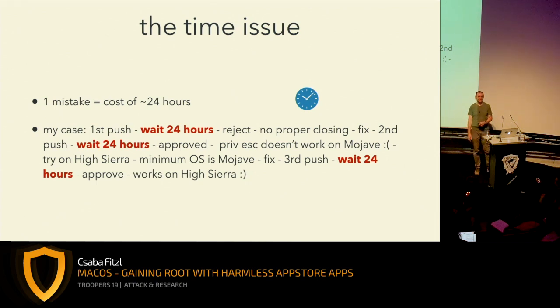It got approved, and then I realized that this privilege escalation issue doesn't work on Mojave. Okay, no problem. I have a High Sierra VM. I will load that app there and run it. Then I tried to install it on High Sierra, and it turned out that I had compiled my application for a minimum requirement of Mojave. So I couldn't try it. Again, it's just setting in Xcode what the minimum OS required is. Compiled it again, waited 24 hours, it got approved, and yeah, it worked.